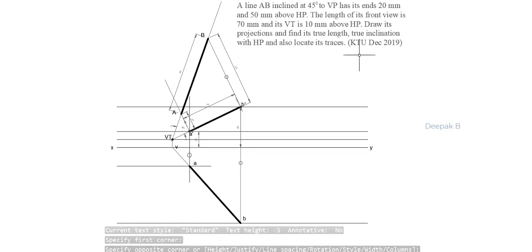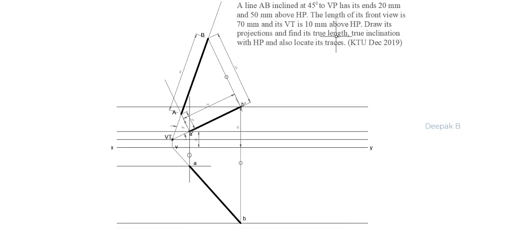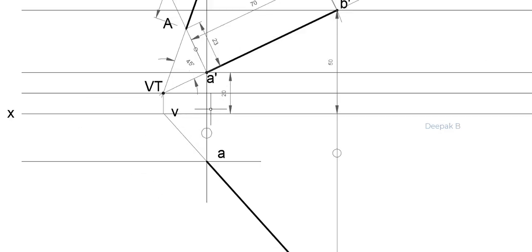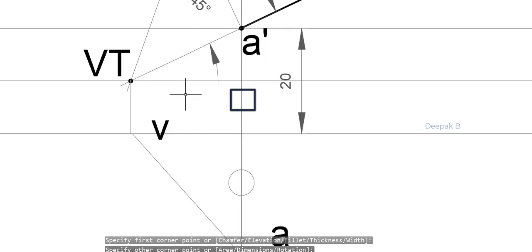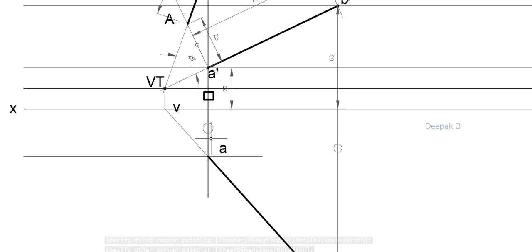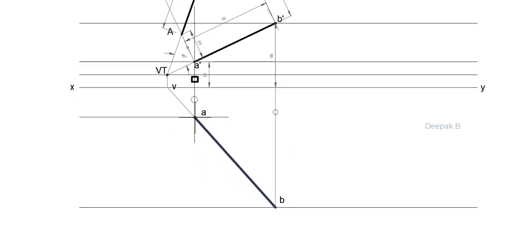Okay, so what else do we have to find out? We have already found its true length, and now we have to find the true inclination with the HP. So in order to find the true inclination with the HP, you have to repeat this procedure here. That is, you have to take this distance here, and we will transfer that distance to a perpendicular line drawn to AB from A. Okay, let me just do that for you.